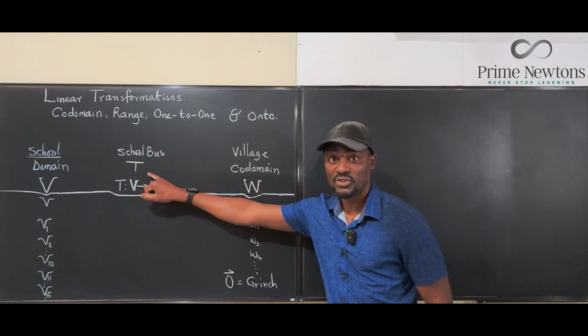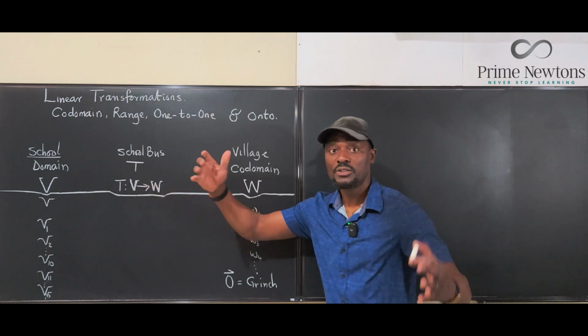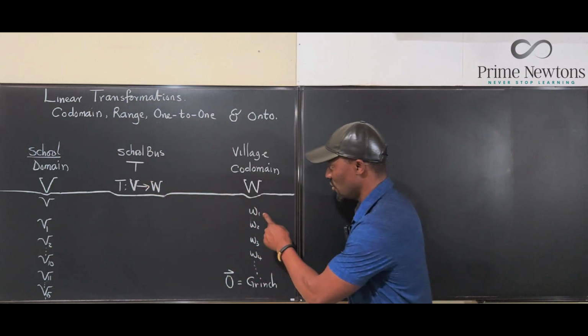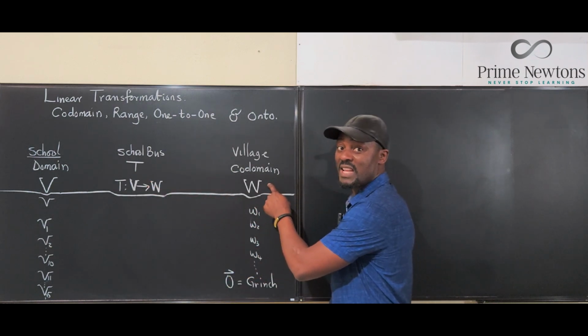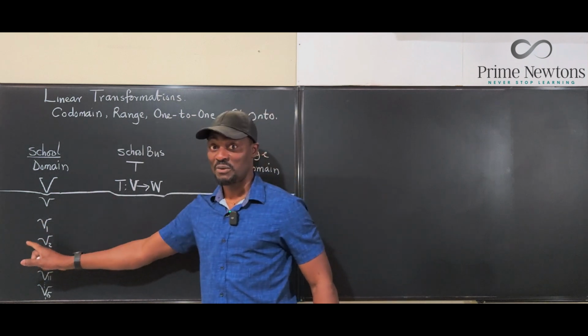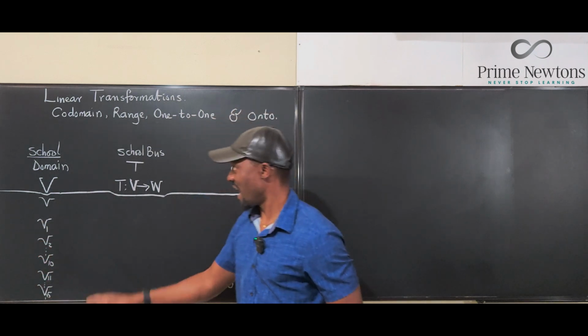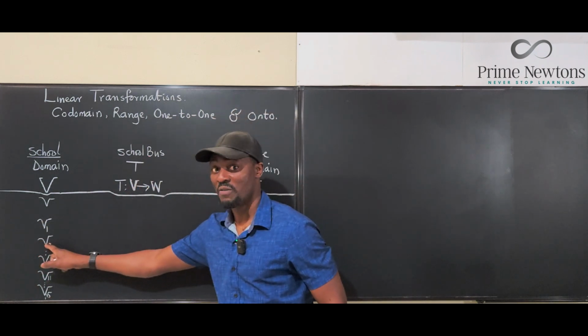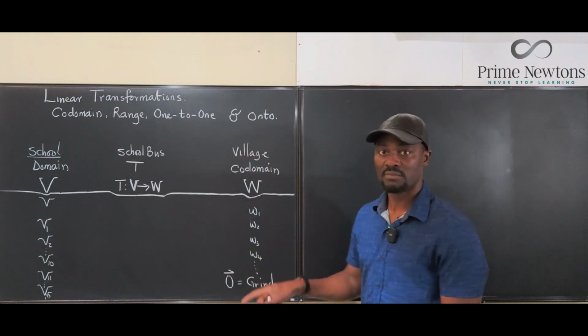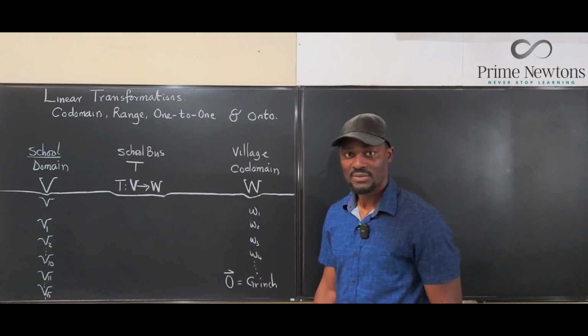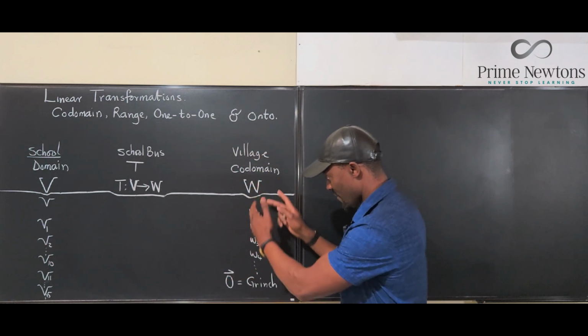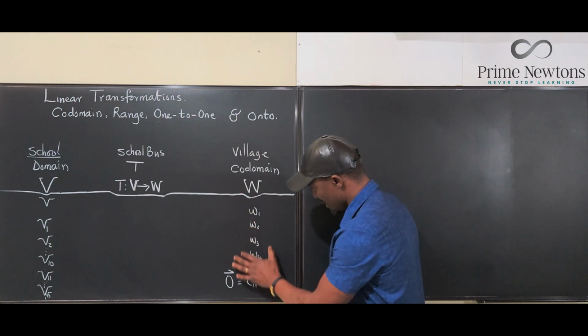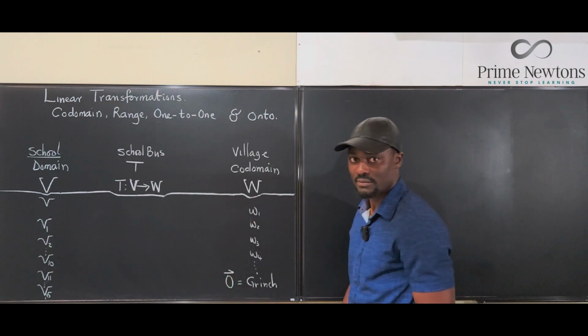an onto linear transformation. Onto means for every W in the codomain, there exists some V, some child in the school, such that the linear transformation of that vector must come to that W. It means when you look here, it is onto because everybody here has a child there.